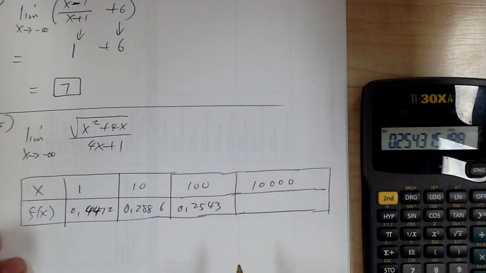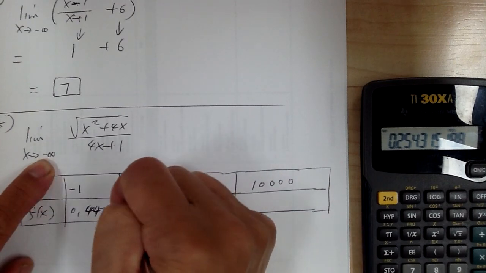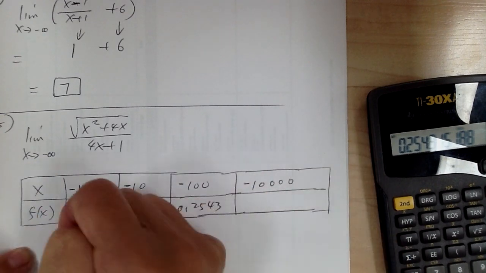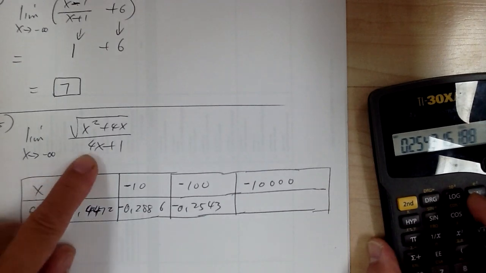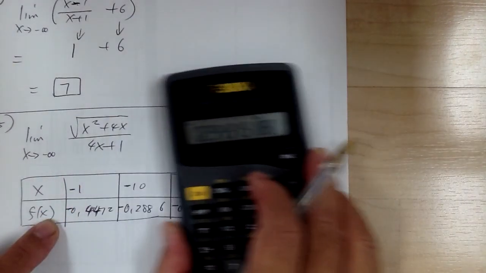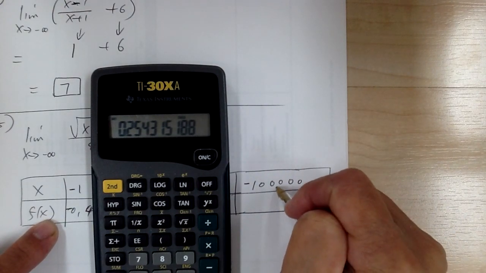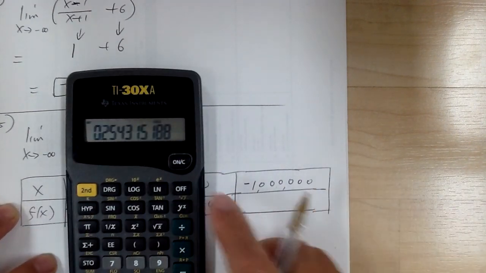Okay, for this one, you need to use negative, since it approaches negative infinity. Sorry about that. So all of these would be negative, so watch for that. It's negative infinity, so you have to use negative. Okay, so let's try a big number. I'm going to try like a million, and see what happens.